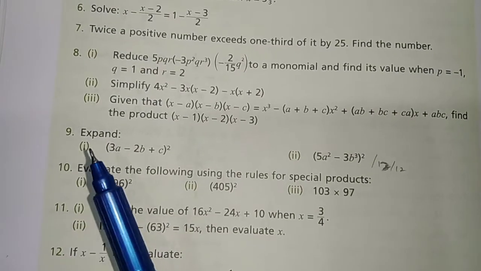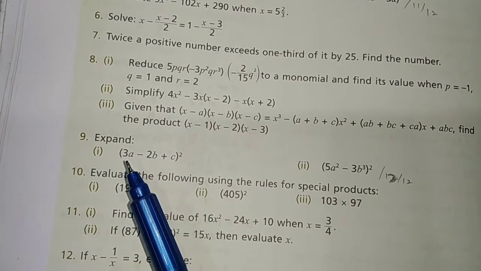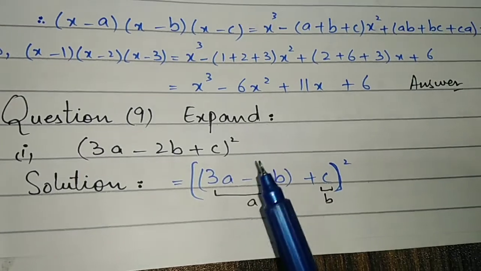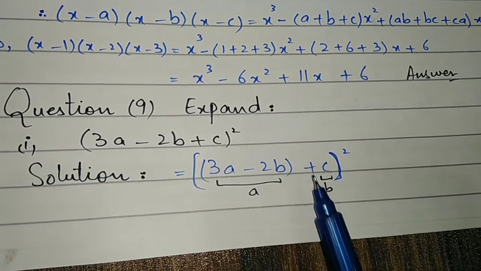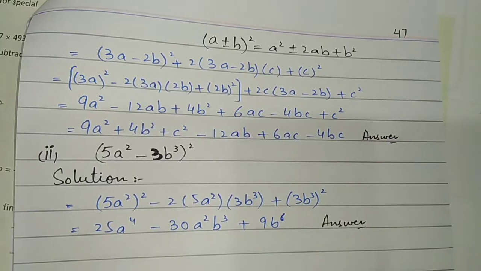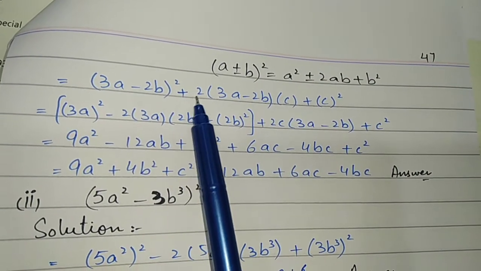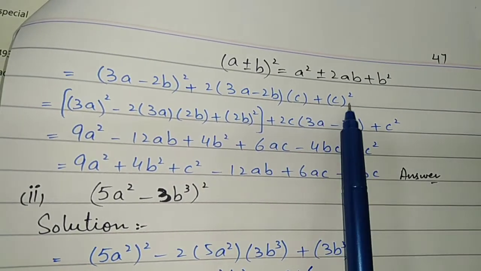Now question number 9 is expand. There are two parts. The first part is 3a minus 2b plus c whole square. So we have to take 3a minus 2b as a and c as b. So a plus b whole square, that is 3a minus 2b whole square plus 2 times the first number 3a minus 2b and the second bracket, plus c whole square.